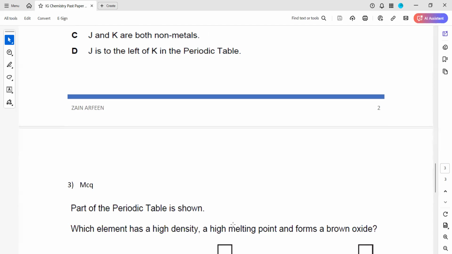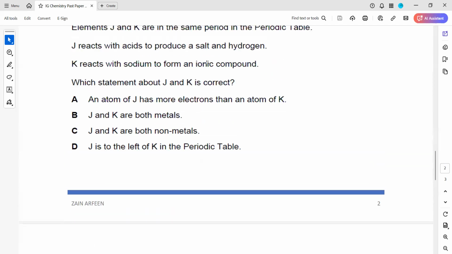So why is A wrong? Because J is not having more electrons, J is having fewer electrons, because they're in the same period.